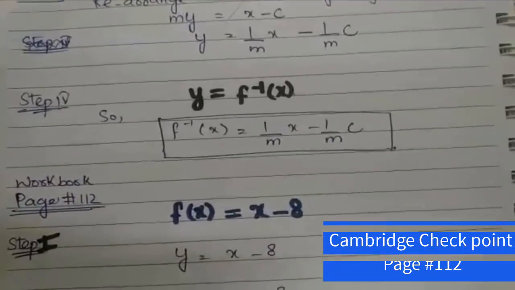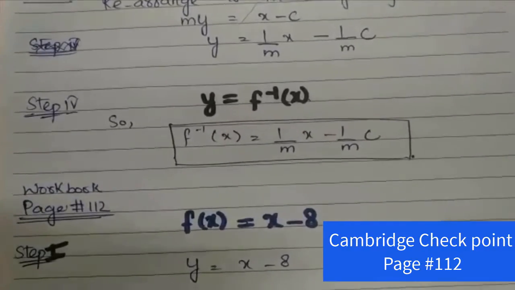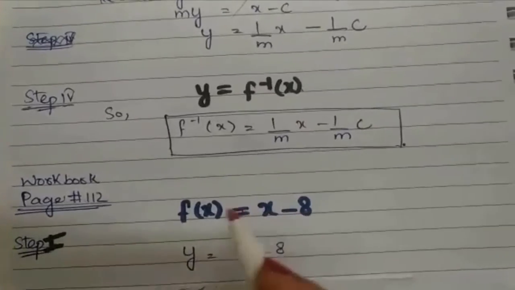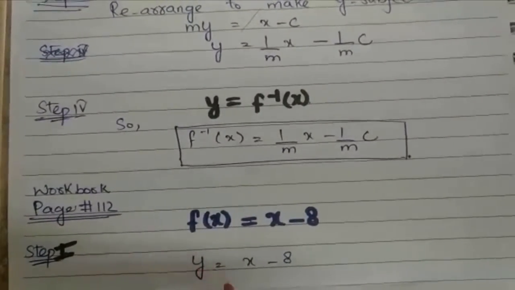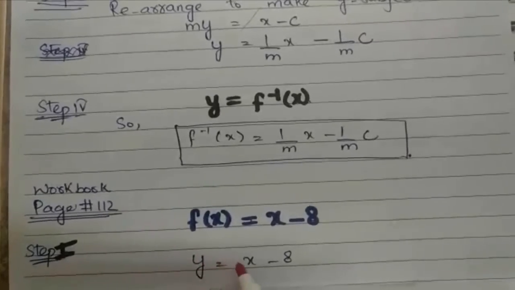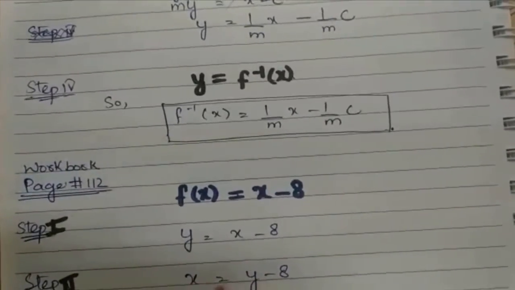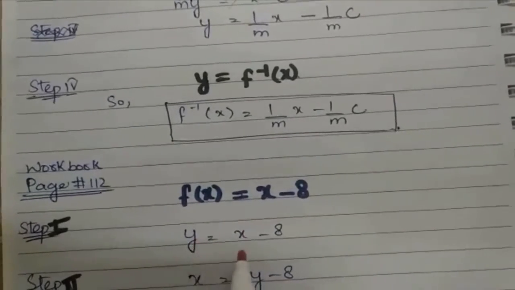Now we have the Cambridge Checkpoint workbook, page number 112. There is an example: f of x equals x minus 8. In step 1, what do we have to do? We have to make it y. So we represent y equals x minus 8. After that you have to swap x with y, right? x equals y minus 8. Now x becomes y and y becomes x.